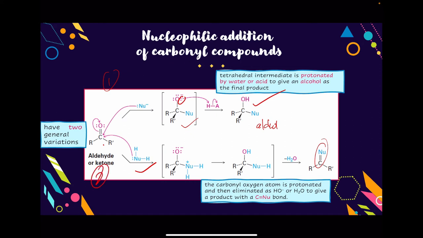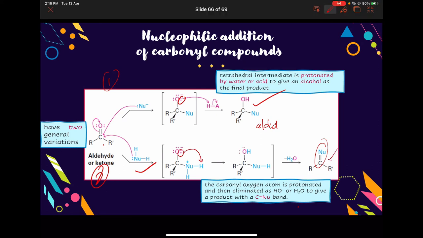Next, we move to the mechanism of the neutral nucleophile with the carbonyl compound. Okay, same as at first, the nucleophile which is rich in electrons will attack the carbon at the C=O. At the same time, one bond from the C=O will give electrons to the oxygen. Then it will give the intermediate product. In the intermediate product, the carbonyl oxygen atom is protonated, which means one pair of electrons will get the hydrogen from the nucleophile. Then it can be eliminated as OH minus or water to give the product with the C=N bond.